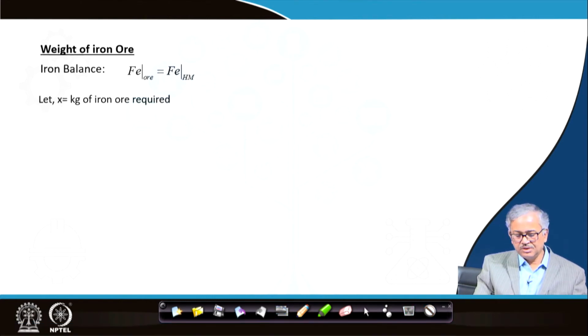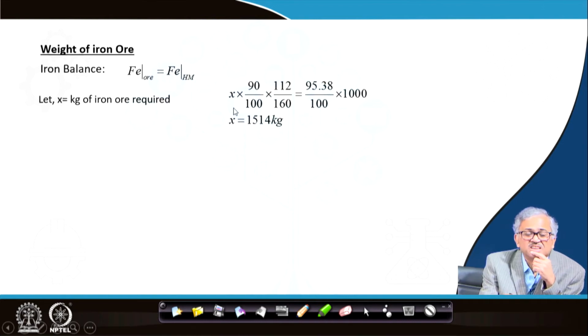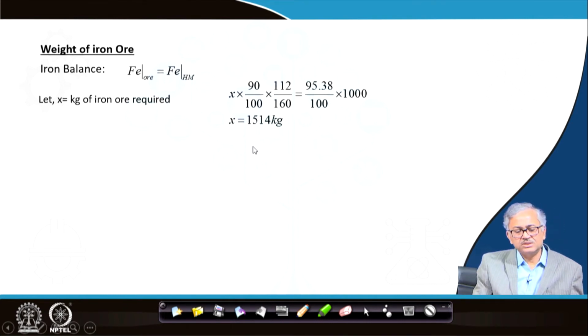So, x kg iron ore required, then you have this simple equation. You can understand that here this equation is simply x into 90, and there is 95.38, because all the impurities that are given there, if you add up and subtract from 100, it comes around 95.38% iron. So, in 1 ton of pig iron you have this much iron. From there you can simply calculate the weight of the iron ore, X. It is very simple, you can do that.